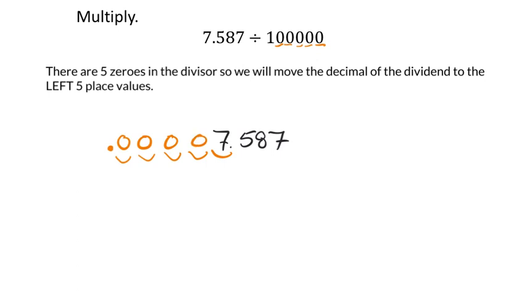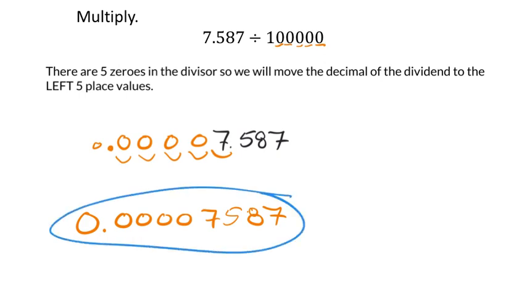So my final answer, I'll start with that 0 there to the left of the decimal, 0 and 7,587. Let's see what place value that is. Tenths, hundredths, thousandths, 10 thousandths, 100 thousandths, millionths, 10 millionths, 100 millionths. So 7,587 hundred millionths is our final answer there. We don't have to put that 0 at the end, do we?